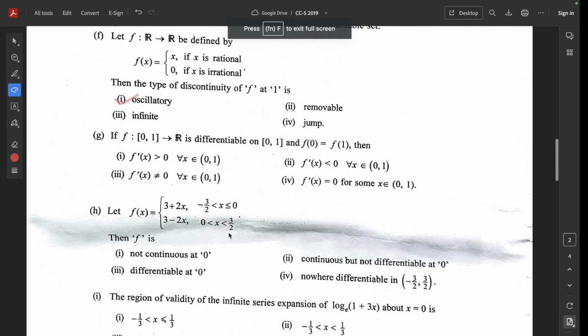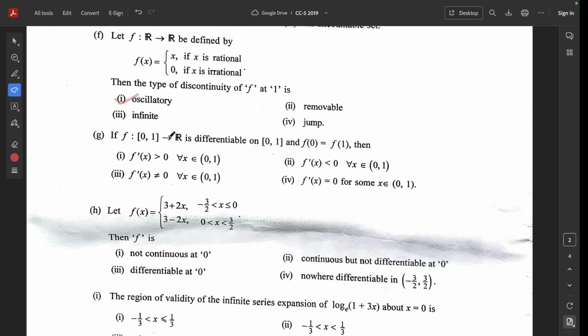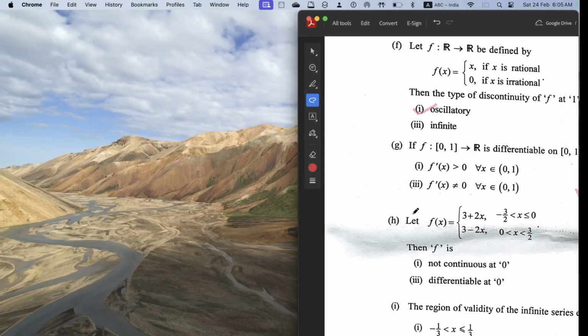Next question. If f maps the closed interval [0, 1] to the set of real numbers R, is differentiable on the closed interval [0, 1], and if f(0) equals f(1), then the correct answer is option 4: f'(x) equals 0 for some x belonging to (0, 1).